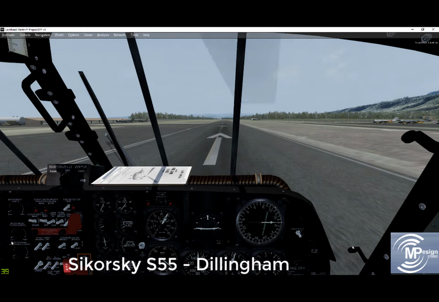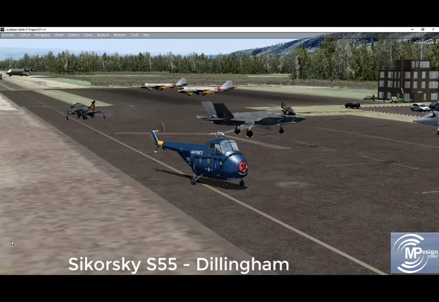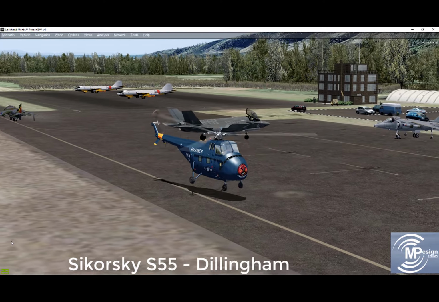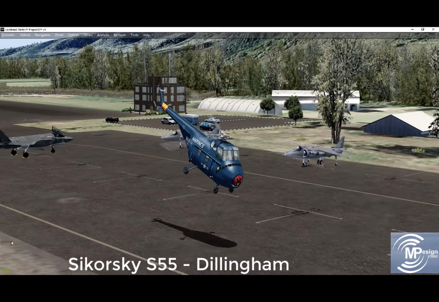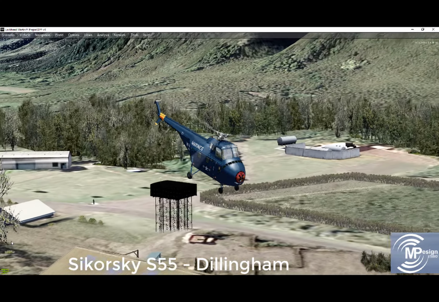Here we see the Sikorsky S-55 helicopter, modelled by MP Design. During their training, Harrier pilots were required to undertake several hours of helicopter flight in order to get them familiar with the sensations of vertical landings.